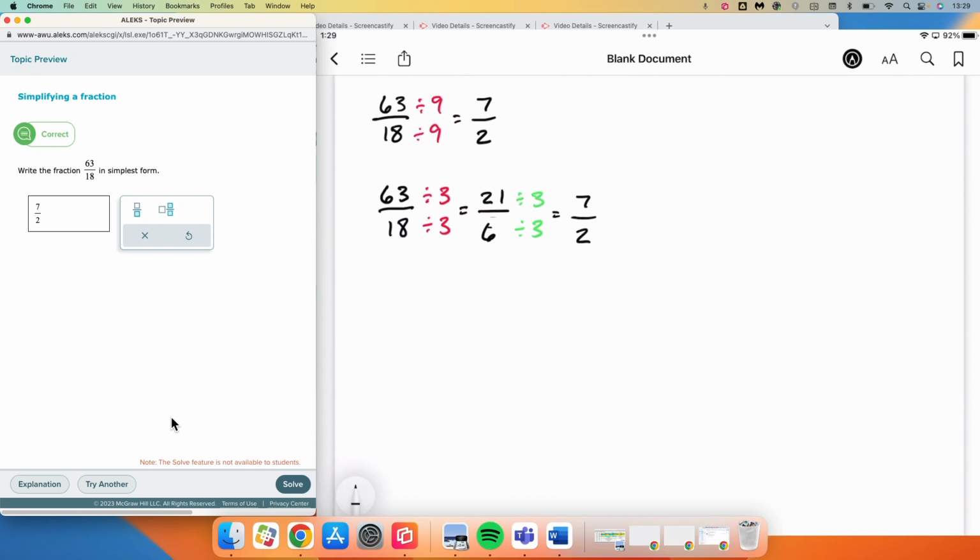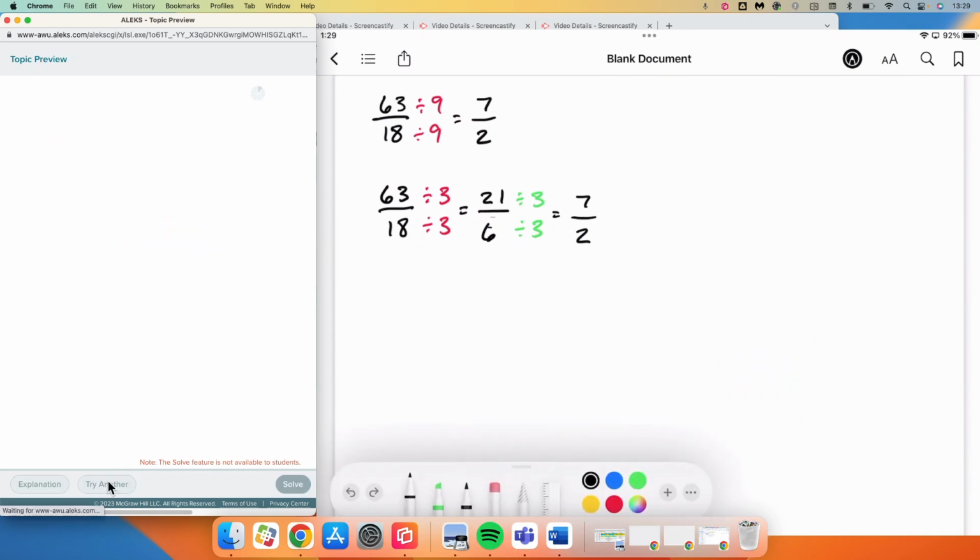form, because sometimes you just won't pick the biggest number to divide evenly into the numerator and denominator. And if you don't, that's okay. You just end up having to do a second step right here, where we notice that they still have a common factor, and so we just need to divide a second time.